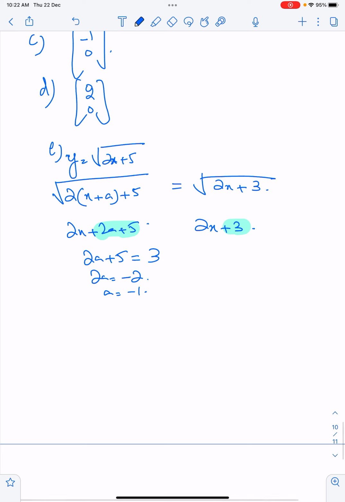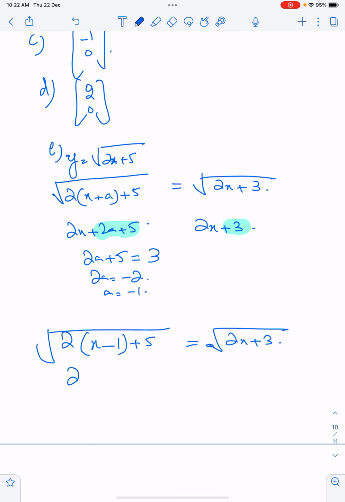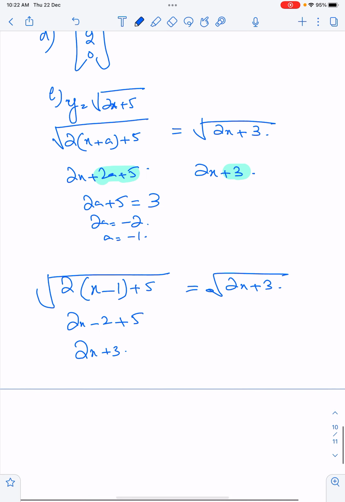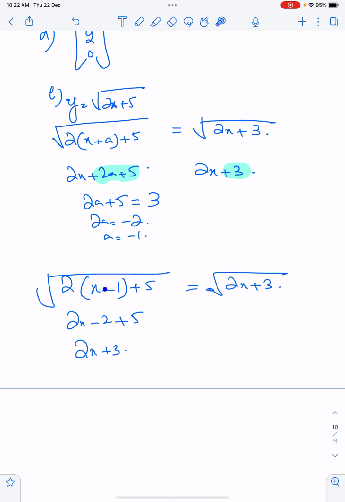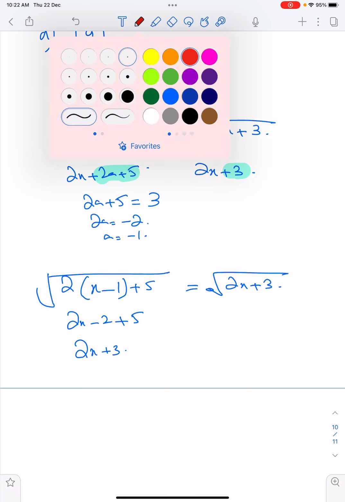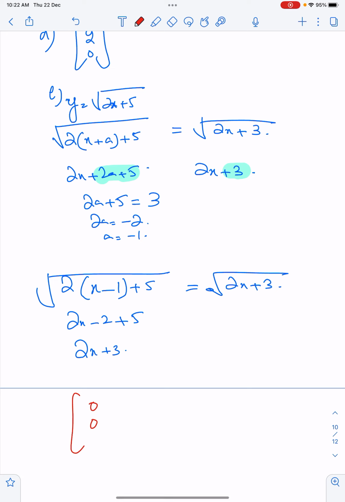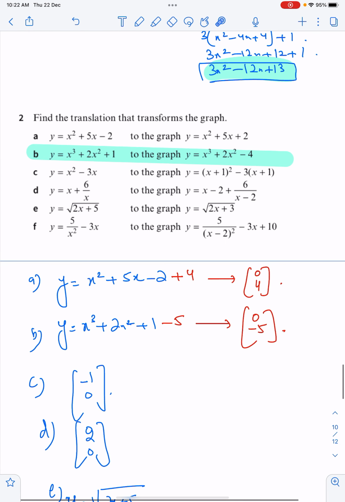So if I check again, 2 into x minus 1 plus 5 equals 2x plus 3. If I solve this, I get 2x minus 2 plus 5, which is equivalent to 2x plus 3. So that means they have shifted the graph horizontally, 1 unit onto the right. Okay, that means the translation is going to be (1, 0). As I told you before also, if there is a negative sign here, that means the graph has moved onto the right, by 1 unit. Okay, then after this we are moving on to the last part of the question.